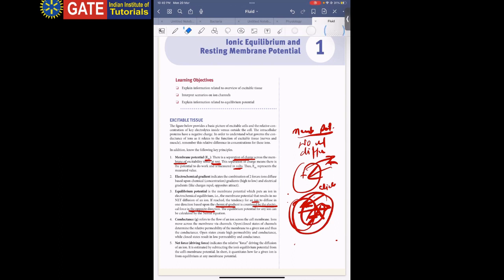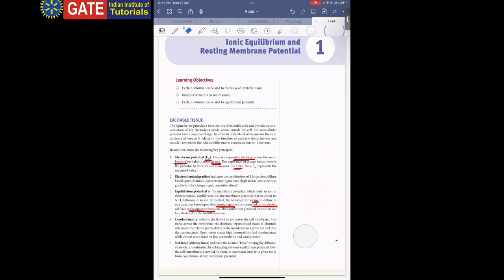And to calculate the equilibrium potential, you have an equation that is known as the Nernst equation. We'll talk about it. Then we have the conduction. What is conduction?